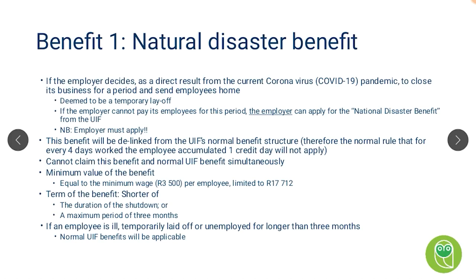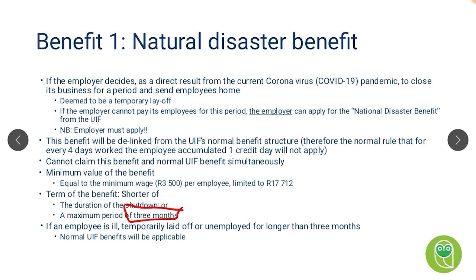That's the value of the minimum wage, and it's limited to 17,712 Rand per person per month. So initially, the initial version of the guide just stated that there's an amount of 3,500 Rand per person, but now they've got a maximum, a cap, that they've also included in this benefit. The term of the benefit is the shorter of either the duration of the shutdown or a maximum period of 3 months. So interesting that this is only provided for 3 months.